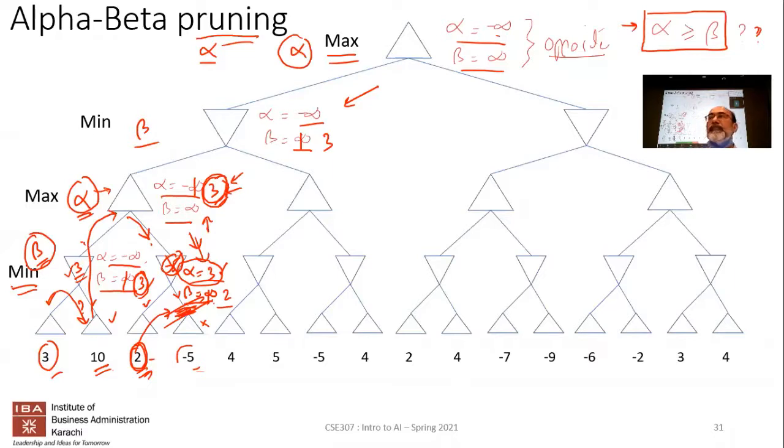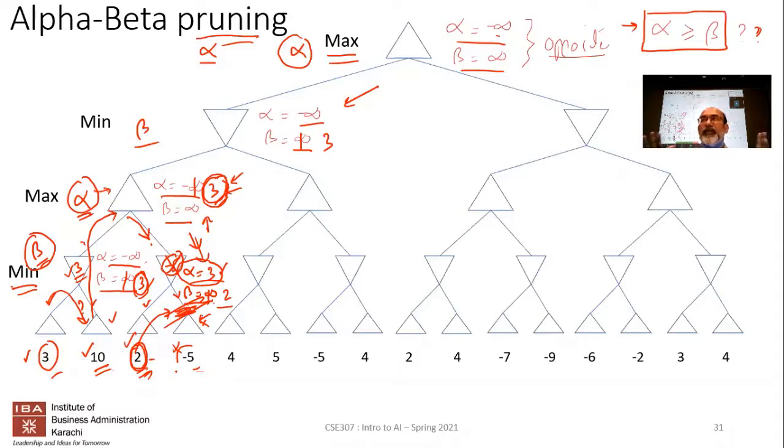Okay, so the benefit, as you saw, is that we didn't have to actually do this evaluation. That particular portion of the tree did not have to be evaluated. So in other words, so far we only had to evaluate 3, 10, 2. We didn't have to evaluate -5.